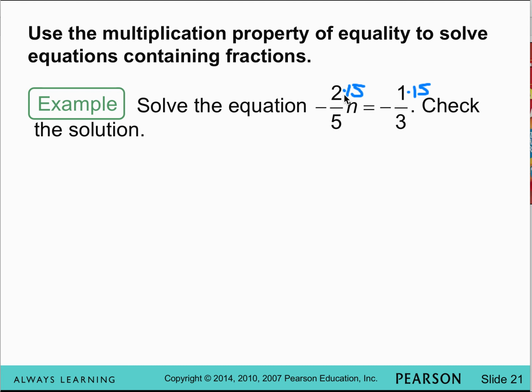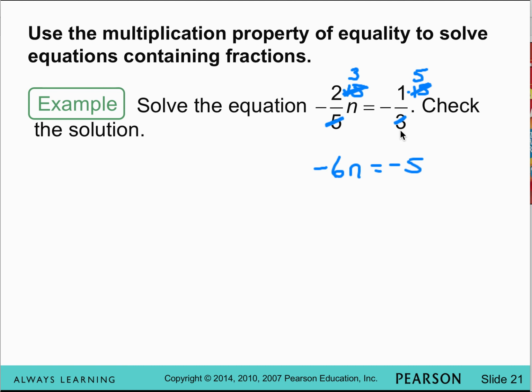So right here, 15 divided by 5 leaves a 3. And over here, 15 divided by 3 leaves a 5. So that means there's not a denominator anymore, but there's a negative 2 times 3 times n. And over here, there's a negative 1 times 5. Now that's a much easier equation to solve than one with fractions.